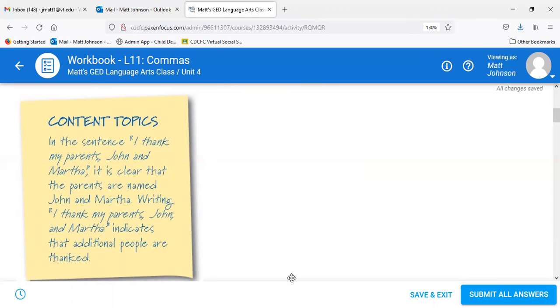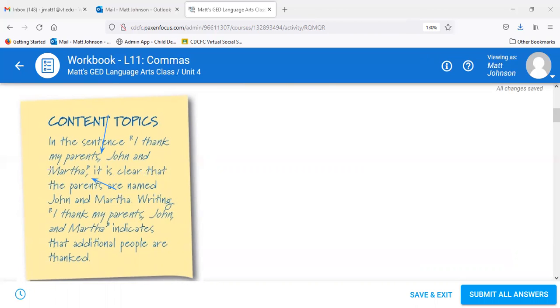We're separating that as an interruptive phrase. I think my parents, comma, John and Martha, comma. So we could continue on if we wanted to add an additional phrase there. I thank my parents, comma, John and Martha, comma, for buying me a new car. That would be a more complex sentence.